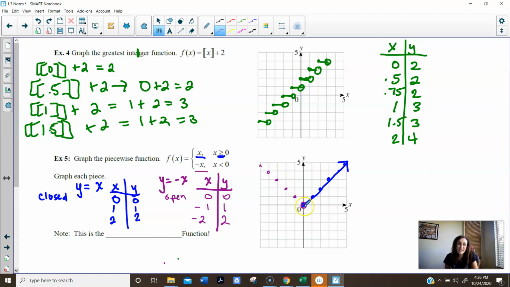And you should recognize this function. This function is the absolute value function. And here's what the piecewise graph looks like.